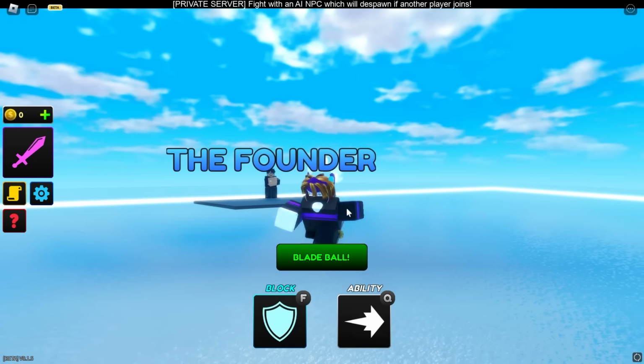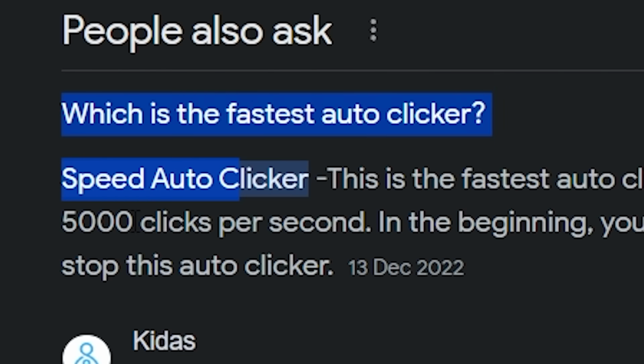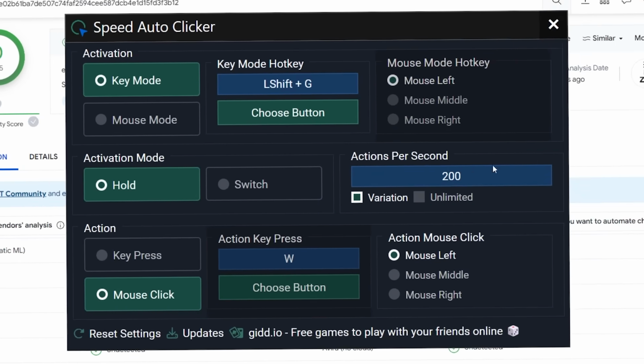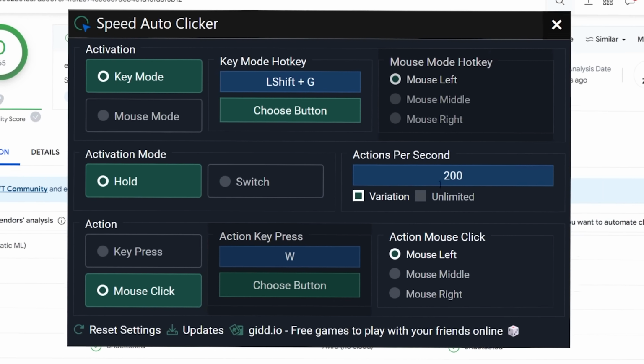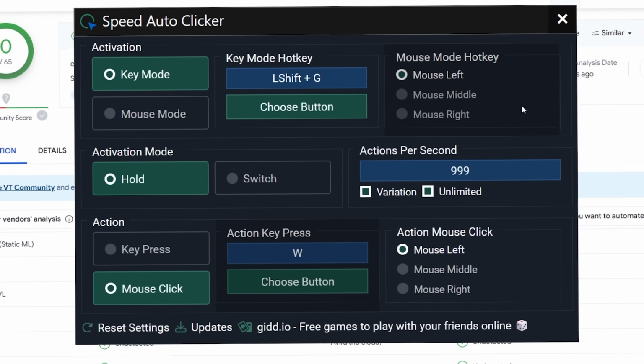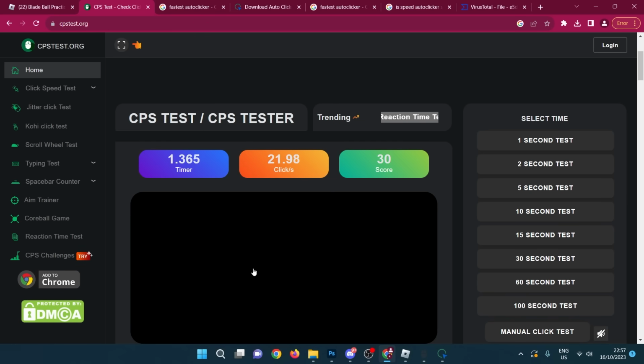What's the fastest auto clicker? Fastest auto clicker. It is 5000 clicks per second. Is this a virus? Hopefully not. This should be the most fastest auto clicker ever. Actions per second. Unlimited. No way. Does it work? 1000. Wait. Maximum is 1000. And this is confusing. Oh.